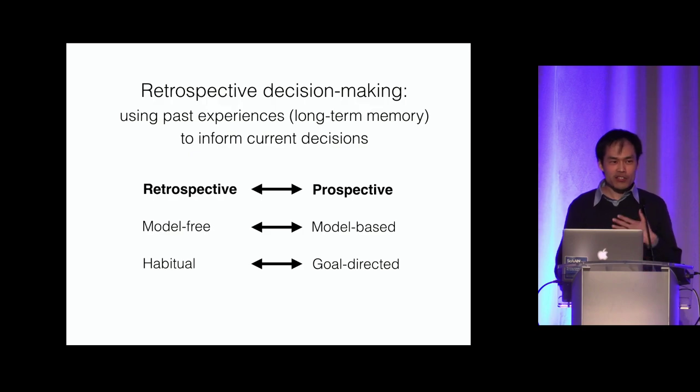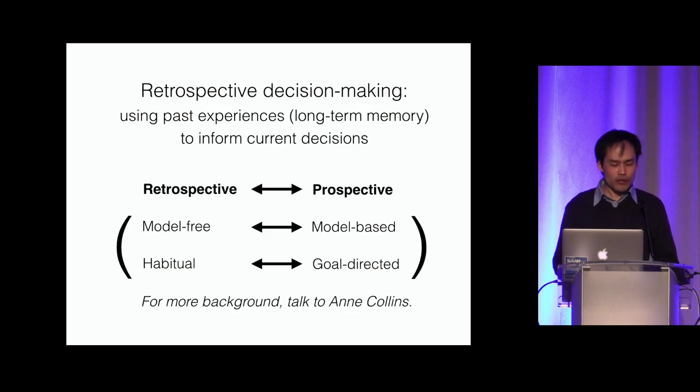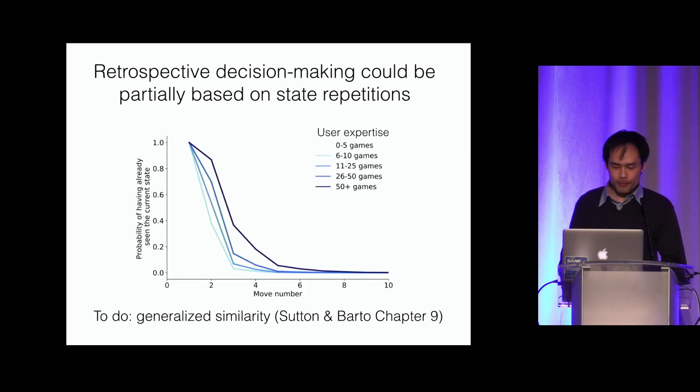But yesterday, after talking to Anne Collins for 2 hours, I decided that this was a very risky proposition. And there's a lot of confusion about the terms. And if you want to know more, please talk to her or read her paper that is going to come out maybe sometime this year. So I'm going to use the terms retrospective and prospective.